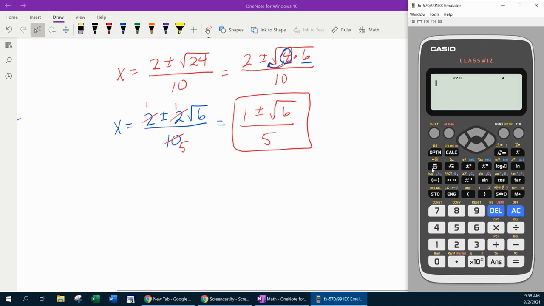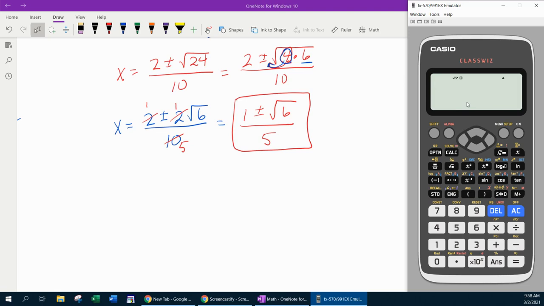If you have the Casio ClassWiz, you can do the fraction button, 1 plus square root of 6, move, and 5. So you can enter that as a fraction just the way it looks. If you hit equals, it's going to give you that back. Remember, you have to hit the SD button to force the decimal. And then you can simply back up, delete, and minus, and you can get the other decimal approximation. So not too hard with the ClassWiz.